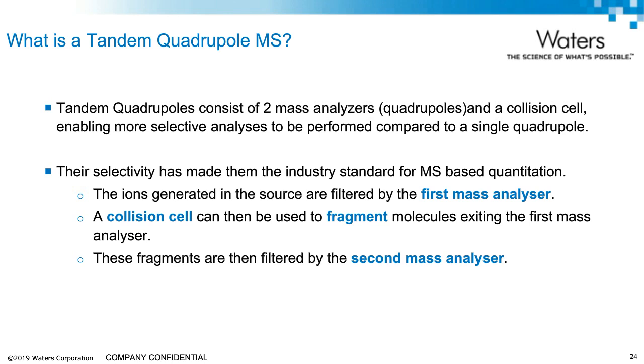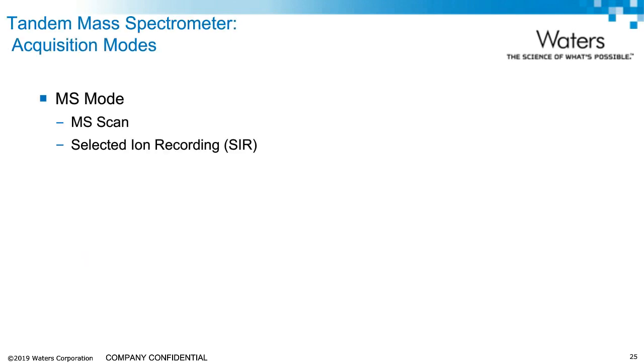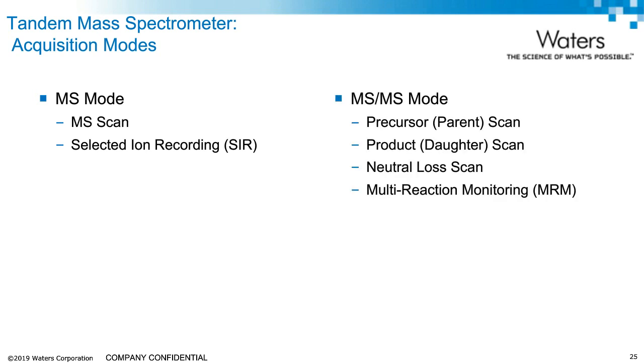Here is a list of the experiments that can be run on most modern tandem quadrupole systems in MS and MS-MS mode. Since we have already seen how the MS scans work, we will now look at the MS-MS experiments.